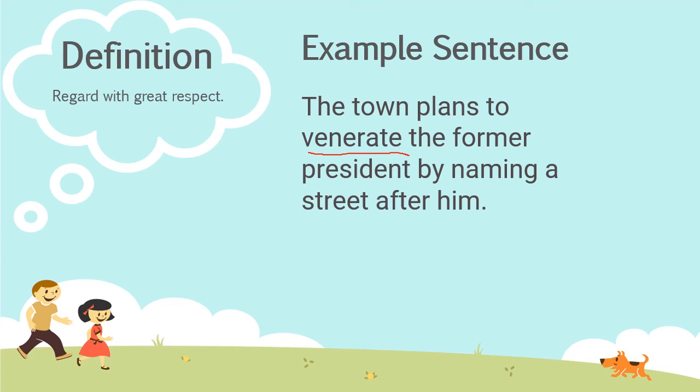So the president is someone that we should all respect. Yes. So the town is planning to name a street after the president, because this way they are trying to show their respect for the president. I hope you guys get the meaning of this word venerate. Now it means to regard someone or something with great respect. As over here, the town plans to venerate the former president by naming a street after him, meaning their town is showing a symbol of respect by naming a street after the former president.